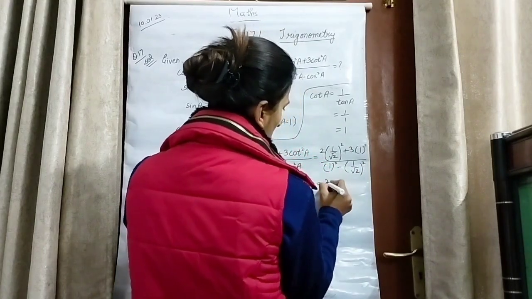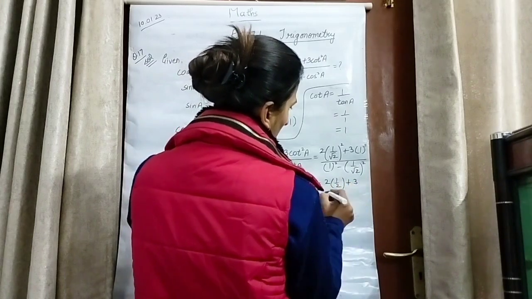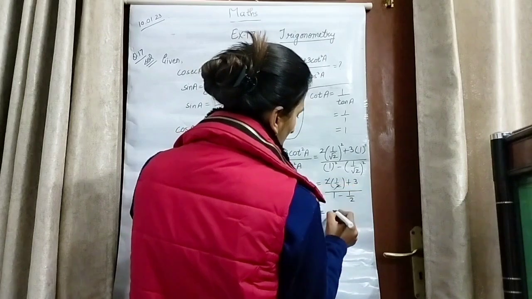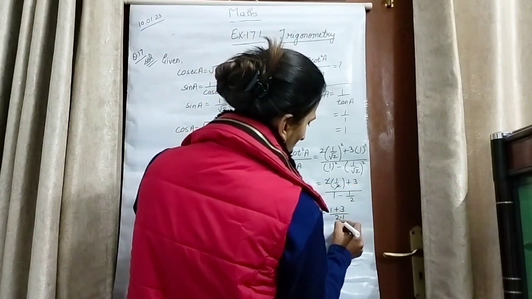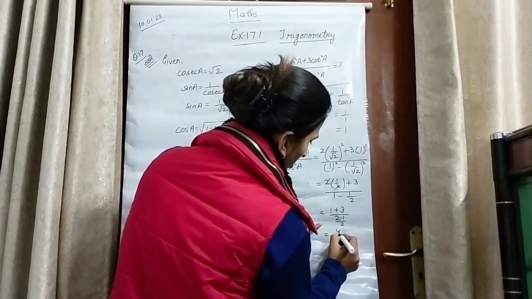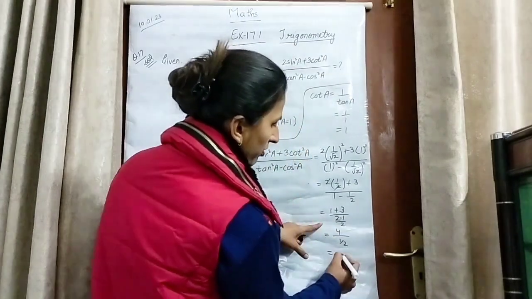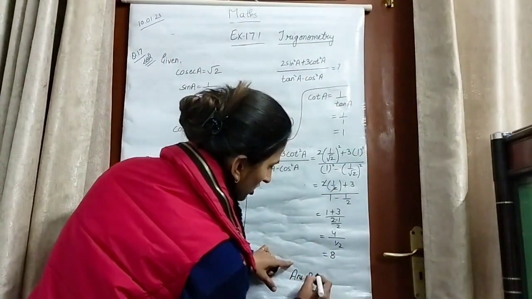When you substitute, 2 into 1 by 2 plus 3, it is 1 minus 1 upon 2. 2 will cancel, it will be 1 plus 3. Here I have taken LCM in the denominator. So it will be 4, 1 by 2. 2 will get cross multiplied with 4, so it is 8. So the answer will be 8.